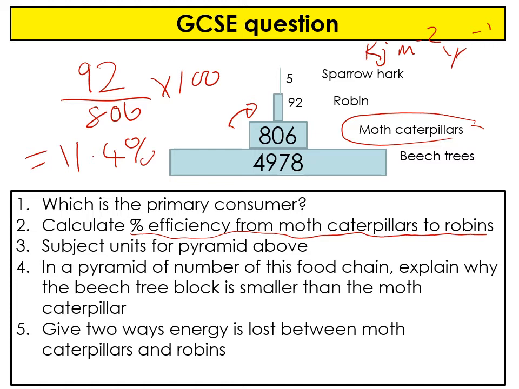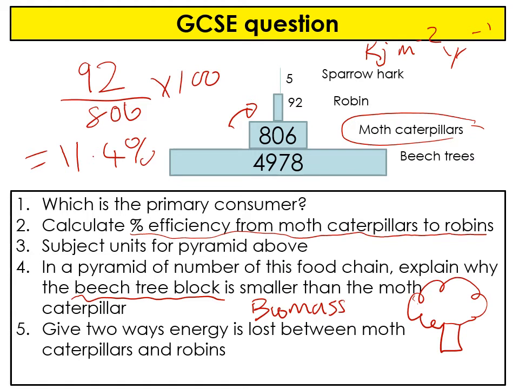Okay. In a pyramid of numbers for this food chain, explain why the beech tree block would be smaller. Okay, so the beech tree block would be smaller because beech trees are large. Okay, so a large beech tree can sustain many caterpillars. So that's why, because it's a large organism. Well, in fact, if we're at A level, I suppose we should say it's got a large biomass.